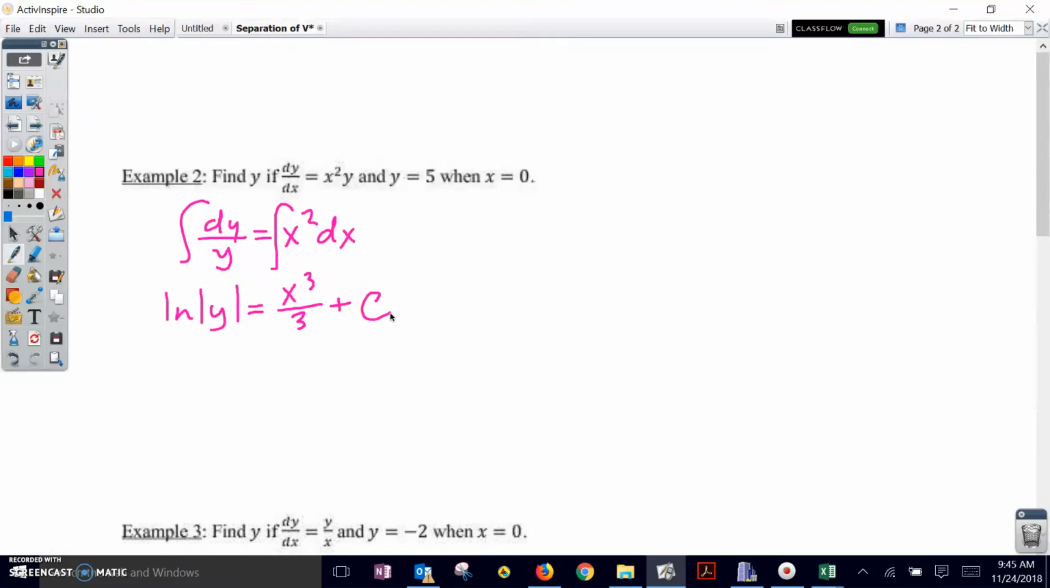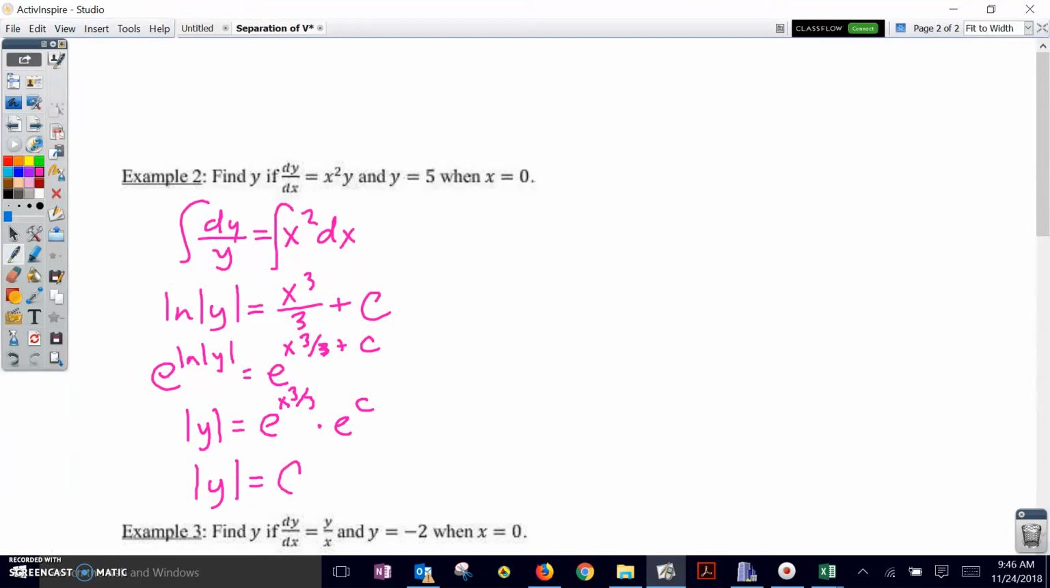And I'm going to go ahead and solve this for y. So I'm going to take both sides of the equation and raise e to that power. So we've got e to the natural log of the absolute value of y is equal to e to the x to the third over 3 plus c. Alright, my left-hand side becomes the absolute value of y. My right-hand side, this is a little tricky algebraic manipulation here. But what happens is this is equal to e to the x to the third over 3 times e to the c, and e to the c is just another constant, and so this becomes that.